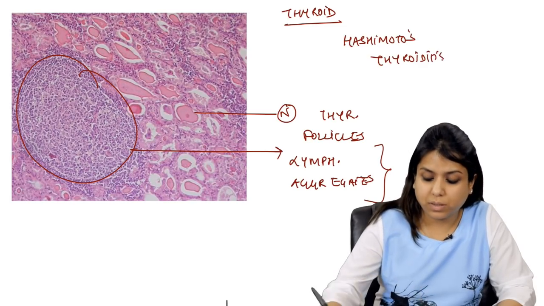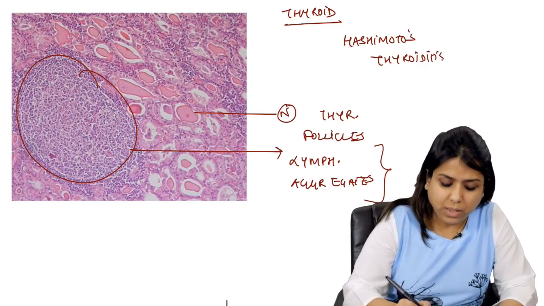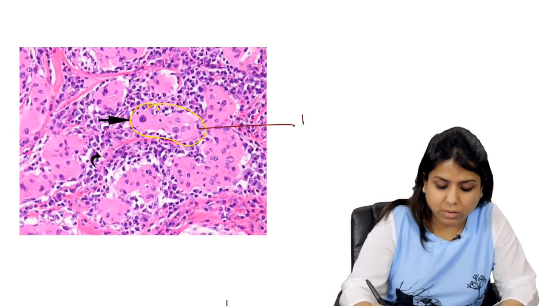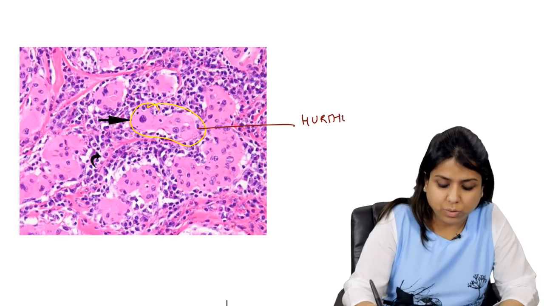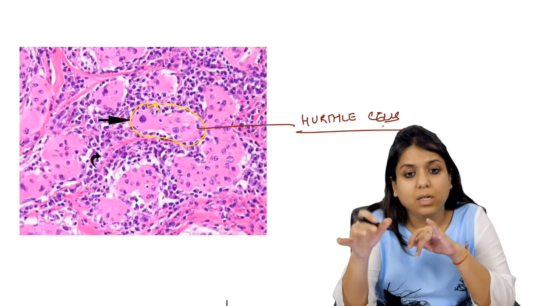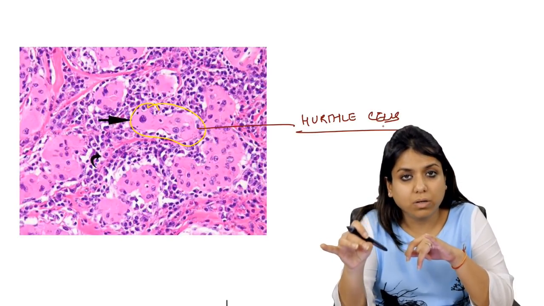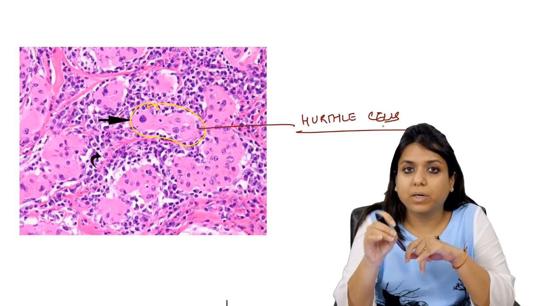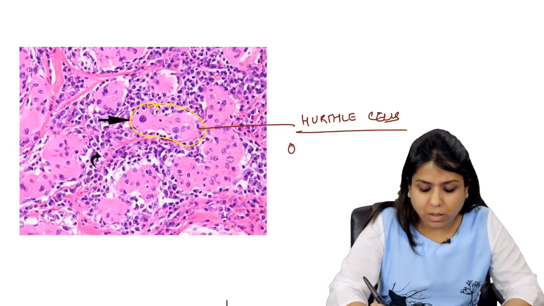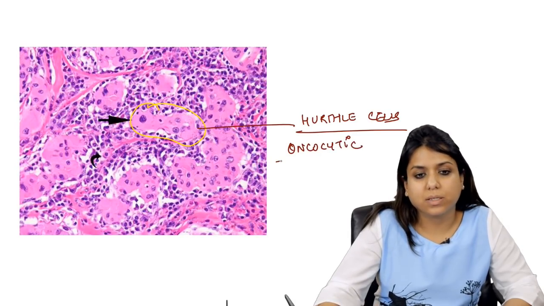In Hashimoto's, another characteristic feature is the Hurthle cells. So, 2 very important things which you see: one is lymphoid aggregates or lymphoid cells, another is Hurthle cells. What are Hurthle cells? Cells with abundant eosinophilic granular cytoplasm. These are all Hurthle cells. Another name for them is oncocytic change, oncocytes, right?